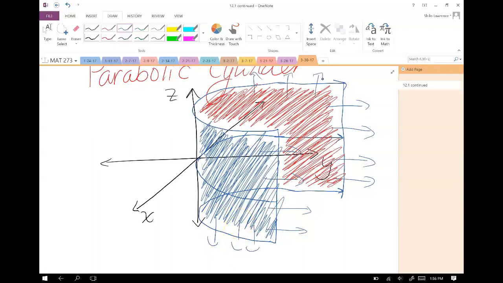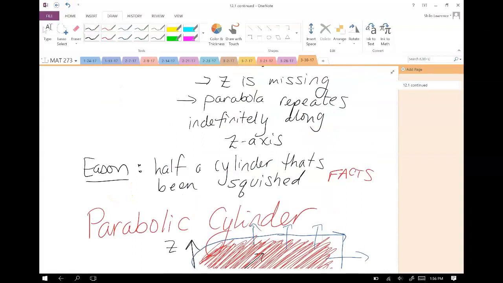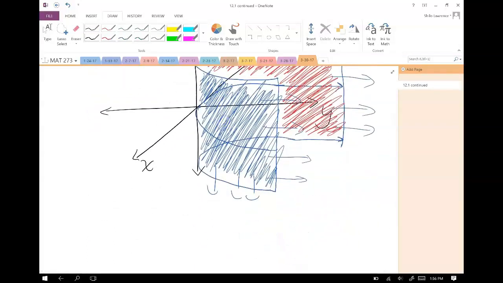So these cylinders will always have some two-dimensional kind of graph that helps to generate it, and then it will get repeated forever along the axis of the missing variable. You could also call this thing a cylindrical paraboloid.